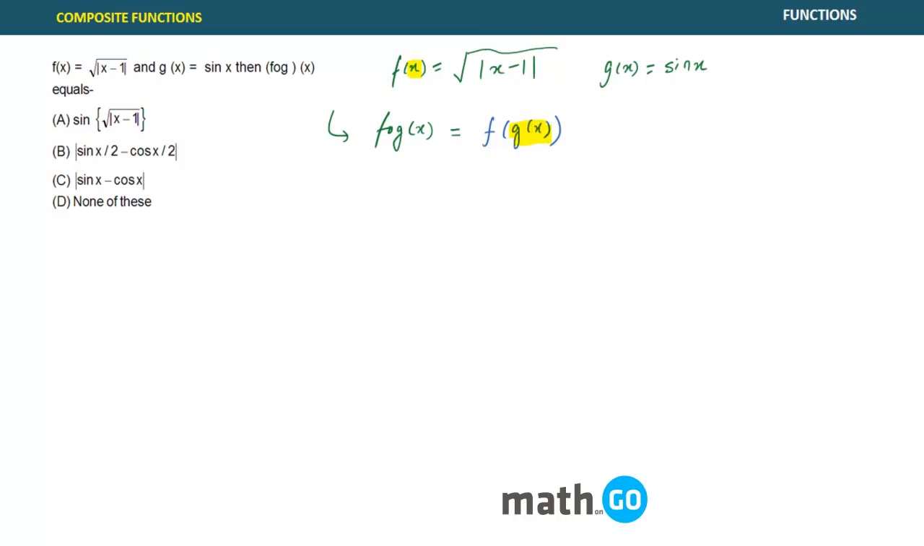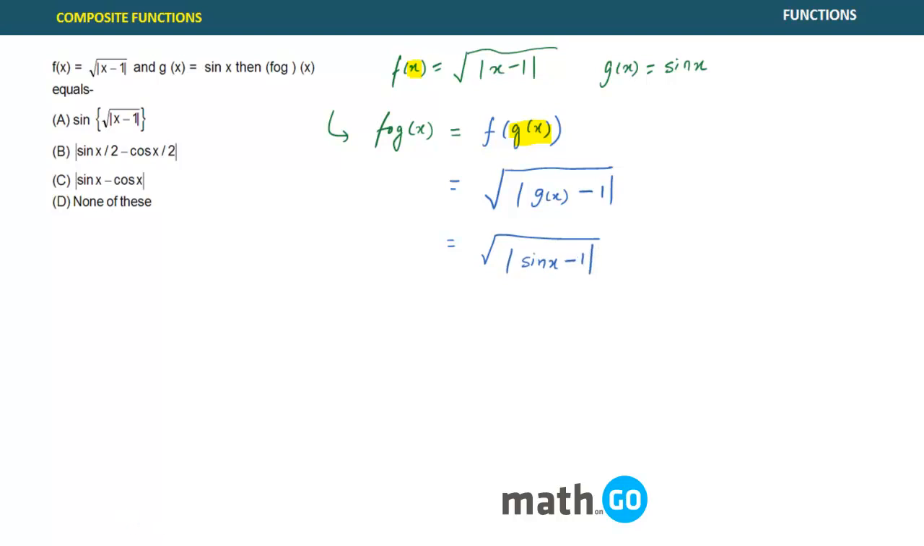So what I could have done over here is just replace the value of x in this particular f by g(x). This is actually what is happening in this case. And now you just simply put the value of g(x) from here. So what will it then become? It would be mod of sin x minus 1. So this is the answer we are looking for.